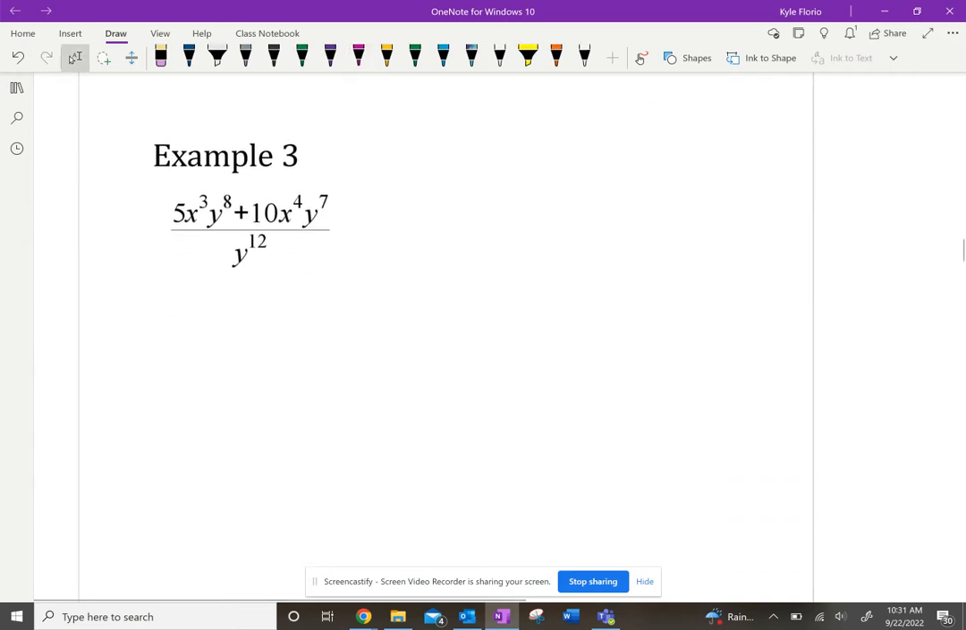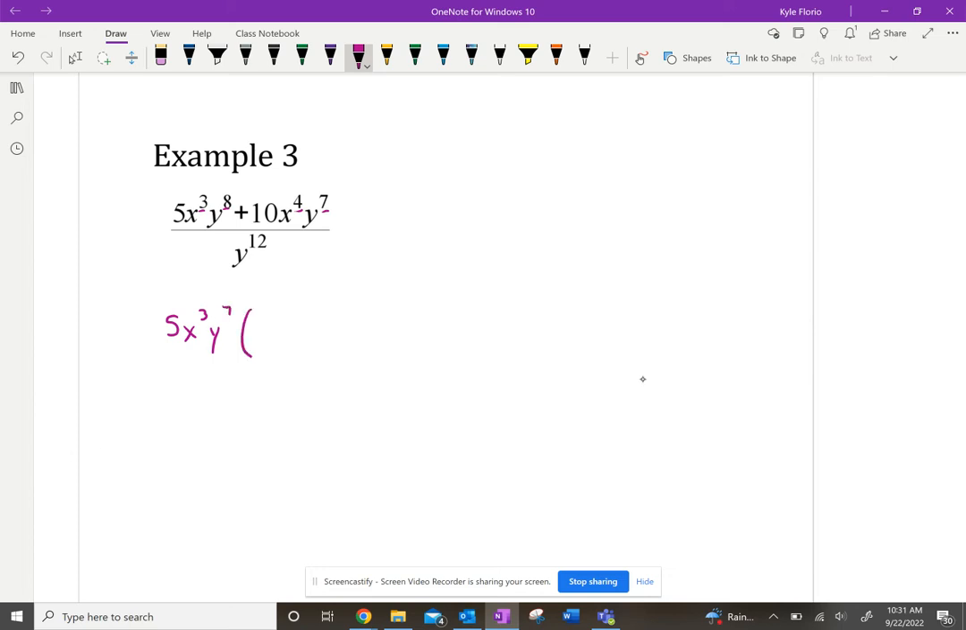All right. Copy down example 3. Now I want to simplify it. I see this y to the 12th on the bottom, and I see some y's on the top. So I'm just going to factor out the GCF on the top. I can take out a 5 for sure. They both have x's. The lowest exponent between the x's is 3, so I can take out 3 of them. Oh, and they also have y's. So between the 8 and 7, the smallest exponent is 7, so I can take out 7 of them.